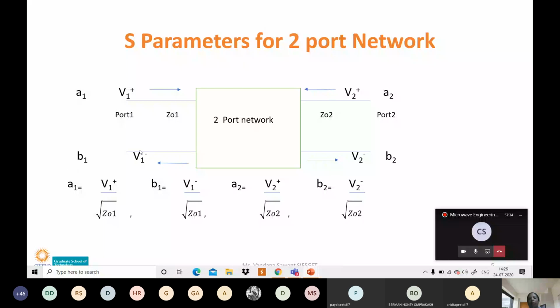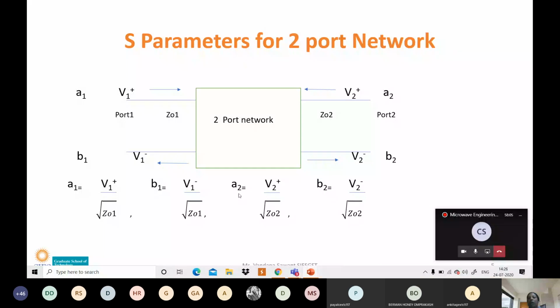Then port 2. A2 is an incident signal. The incident signal at port 2 is V2 plus, and the characteristic impedance at port number 2 is Z02. So I can write A2 equals V2 plus divided by the square root of Z02. Similarly, the normalized back reflected signal at port number 2 is B2, and the voltage back reflected signal is V2 minus. So B2 is equal to V2 minus divided by the square root of Z02, where Z02 is the characteristic impedance of port number 2. Okay, all of you got this?